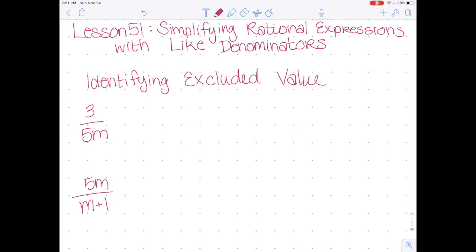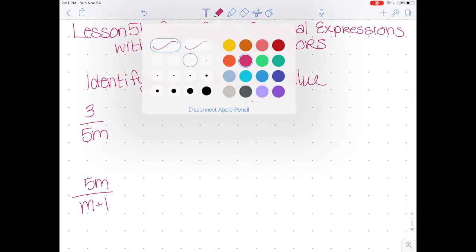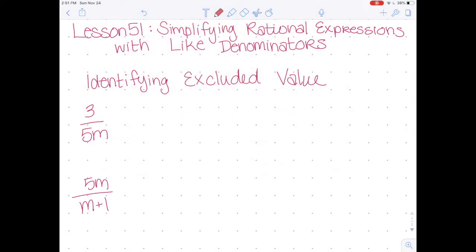Okay, today is lesson 51, simplifying rational expressions with like denominators. We have done some simplifying with rational expressions in the past, but now we're just going to take it one step further. So let's review some of the stuff we already know. First of all, identifying the excluded value.